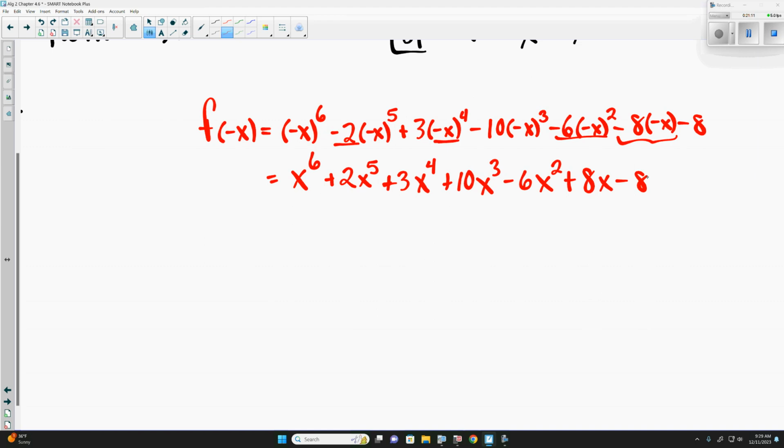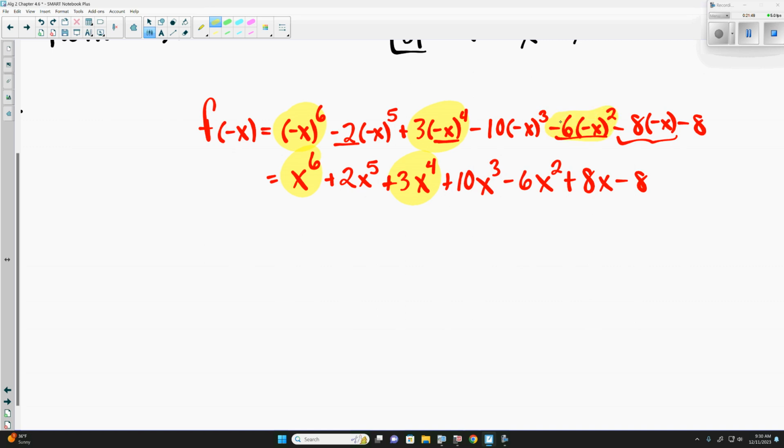We could go through the whole process of multiplying negative x by itself 6 times and seeing what happens to the sign, and we could do this with all of them. But really it's going to hold true that for anything to an even power, 2, 4, 6, 8, 10, 12, whatever the sign of the term in front of it is, it will stay there. Because our x to the 6, let me get a highlighter, was positive. It stayed positive. Our 3x to the 4th was positive before we applied the negative x, and it's still positive.